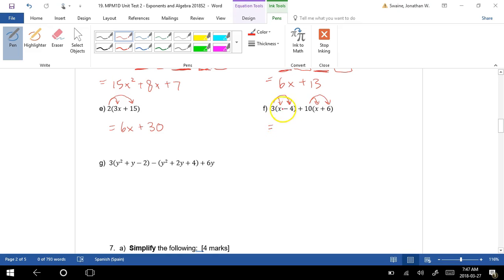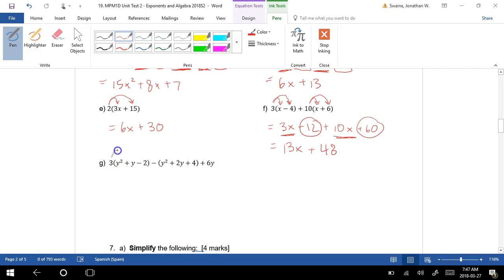This one here, same thing, except I've got to do it twice, and then I'm going to collect my terms. So 3 times x is 3x, 3 times negative 4 is negative 12, 10 times x is 10x, and 10 times 6 is 60. So 3x, I've done the multiplying, now I got to collect my terms. So 3x plus 10x is 13x, and negative 12 plus 60 is going to be positive 48. And that's it, I'm done.